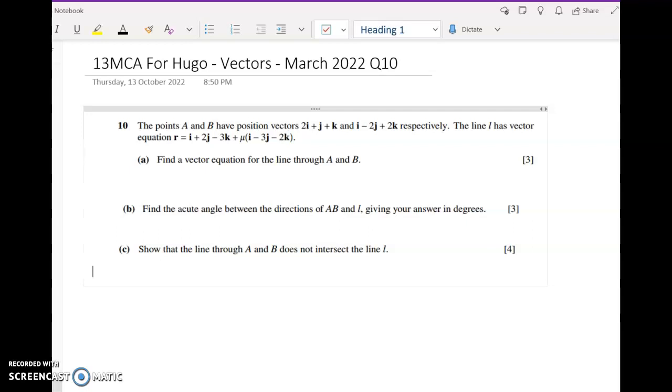Kia ora, Year 12. This is a really good vectors question that Hugo's asked me to do, and it's from the March 2022 paper. I like it because it goes through 3 of the very common skills that we've got left in A-level for vectors.